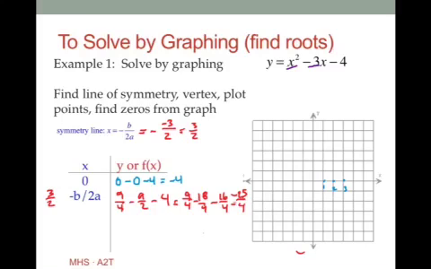Now I have to be kind of cautious when I'm thinking about plotting a graph and how I'm going to scale it. So I can see that my x value is going to be 3 halves. My y value is going to be negative 25/4, which is about minus 6 1/4. And so I'm going to go off my graph pretty quickly if I don't scale it in a smart way.